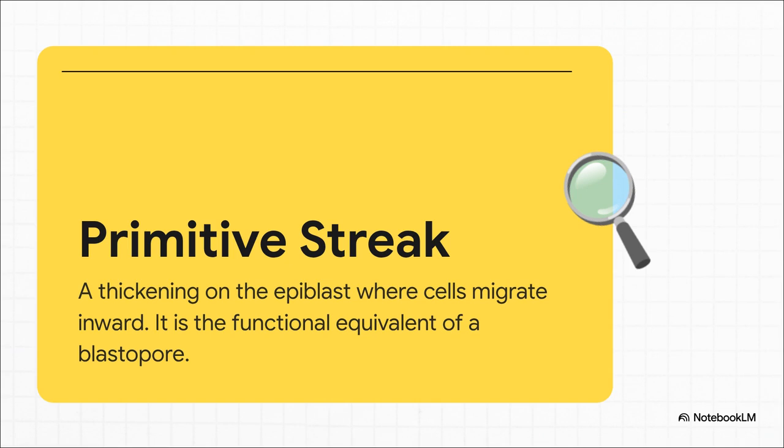Now, this primitive streak isn't just some random line. You have to think of it as a highly organized gateway. It's the main construction entrance for cells to move from the surface down into the interior. In other animals, this entrance might be a simple little hole. But here, on top of this yolk, it's this incredibly specialized streak, custom built for the job.